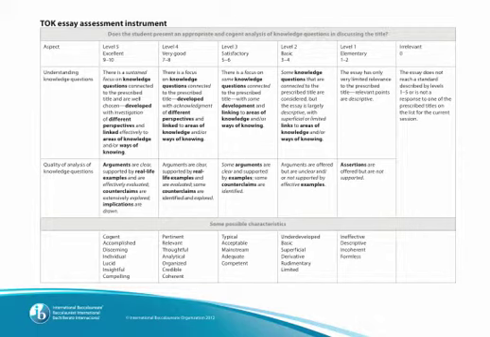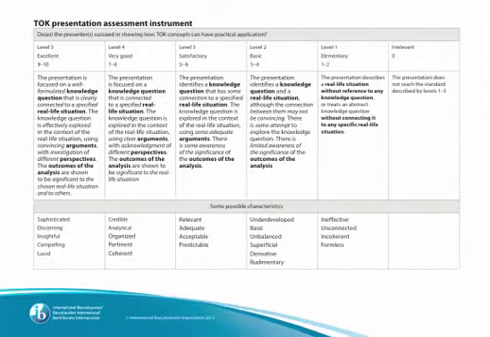At the bottom of the diagram, you will see some possible characteristics. These are not meant to be thought of as a checklist of attributes. They are intended only as helpful indicators which may be characteristic of work achieving a particular level. Here is the assessment instrument for the TOK presentation.